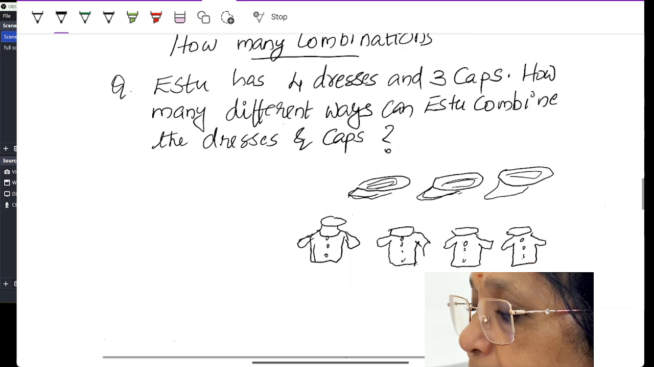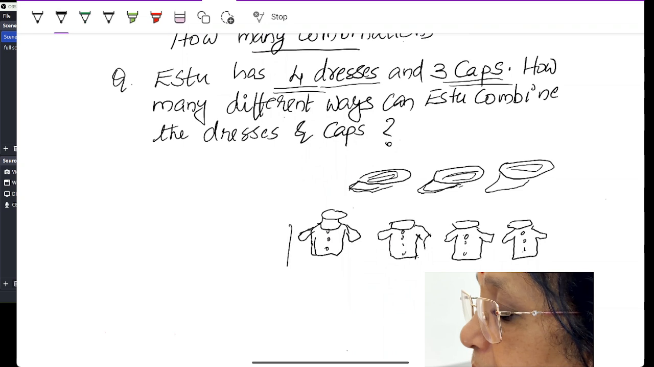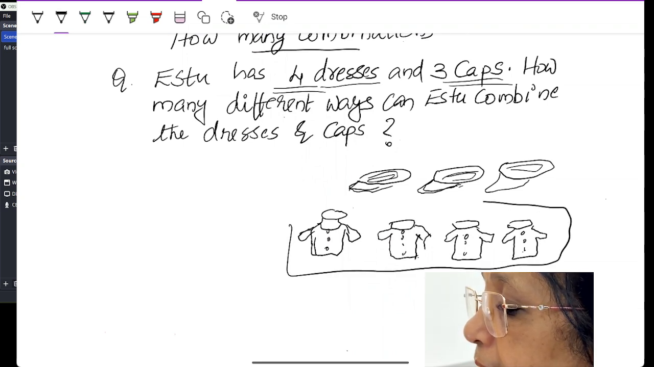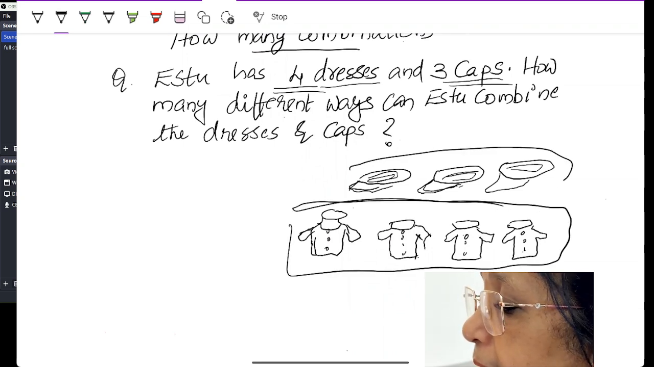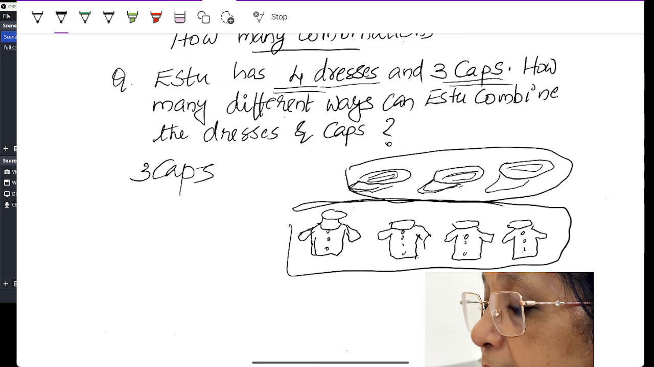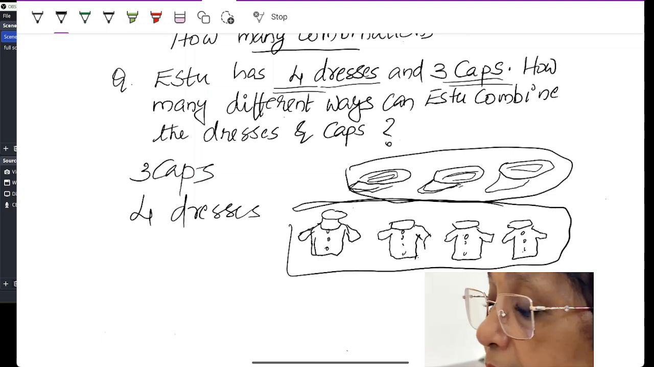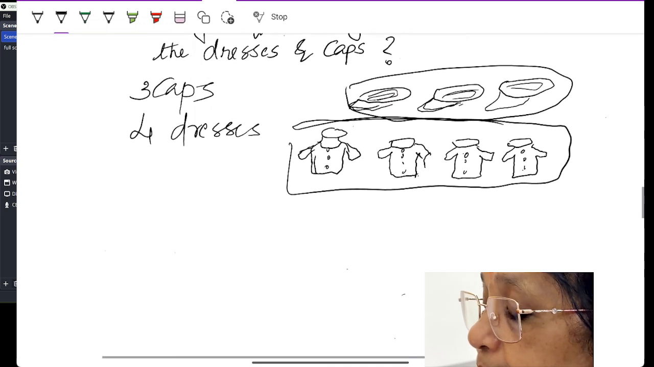Okay, let us see. He has 4 dresses and 3 caps. The question is how many different ways can he combine the dresses and caps?